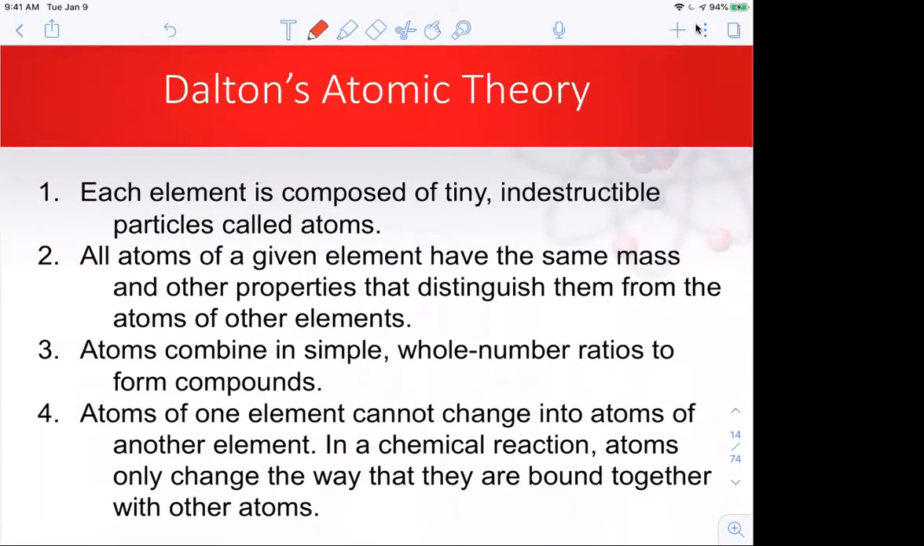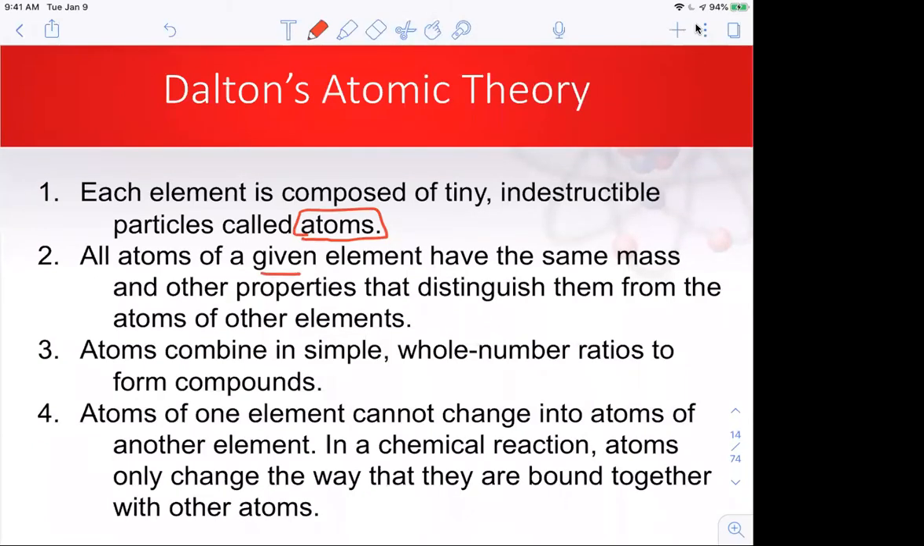Now, how did Dalton come up with his atomic theory based on these laws? Well, when you think about it, each element is composed of tiny, indestructible particles called atoms. So that's principle number 1.